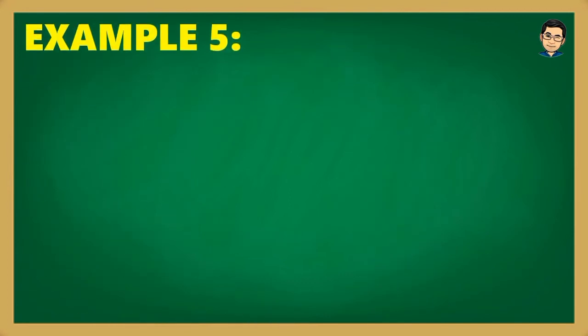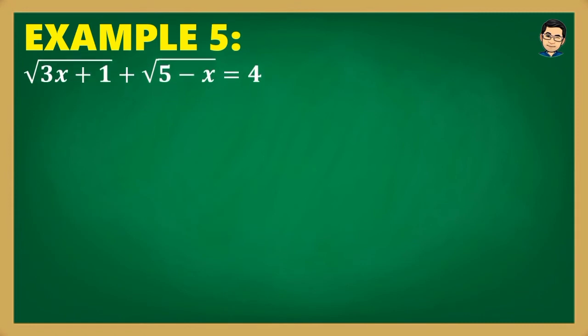So, example number 5, the square root of 3x plus 1 plus the square root of 5 minus x is equal to 4. So, since dalawa yung radical expressions natin na nasa left side, kailangan po natin i-isolate ang square root of 5 minus x. So, magiging square root of 3x plus 1 equals 4 minus the square root of 5 minus x. And then, we will square both sides.